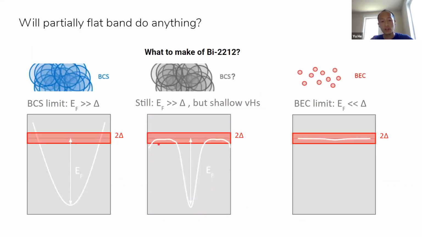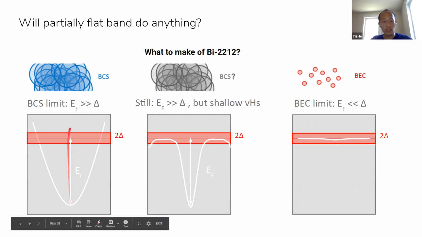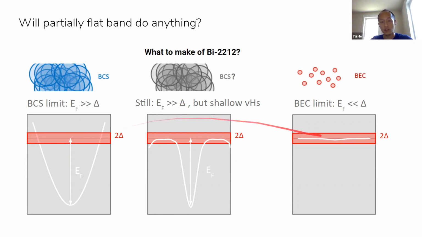So to put it pictorially, we have already seen the BCS and BEC limit on 2 ends, where in one case, the kinetic energy is much larger than the pairing energy, and in the other case, the kinetic energy is much smaller than the pairing energy. However, in overdoped BISCO, the kinetic energy itself is still much larger than the pairing energy. However, to the extent of thermal excitation, where the electrons are thermally interacting, there is a substantial region of the momentum space that are rather flat.